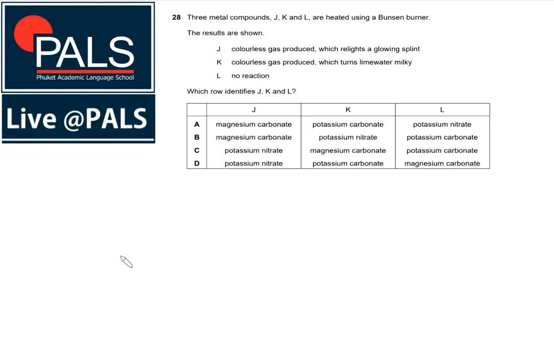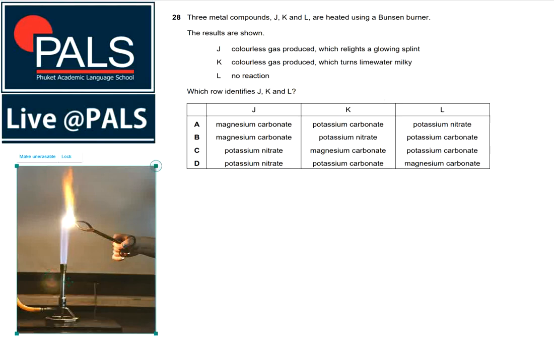The 3 metal compounds J, K, and L are heated using a Bunsen burner. The results are shown. So J has colorless gas produced, which relights a glowing splint, while K has colorless gas produced, which turns lime water milky, and L has no reaction. Which row identifies J, K, and L? Let us see.